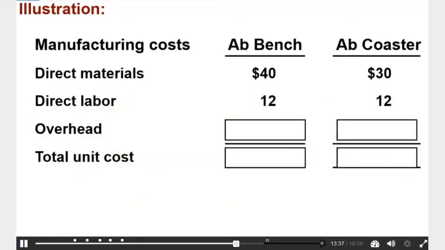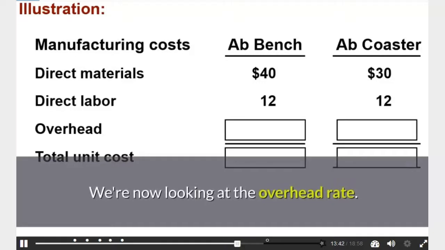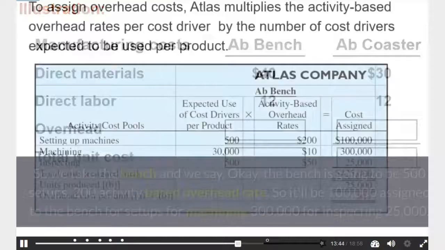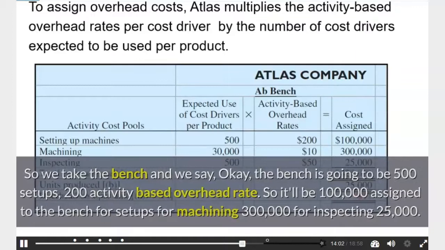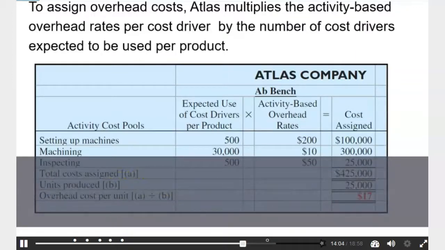We're now looking at the overhead rate. So we take the bench, and the bench is going to be 500 setups at 200, the activity-based overhead rate. So it'll be 100,000 assigned to the bench for setups. For machining, 300,000. For inspecting, 25,000. So in total, of that 900,000 overhead, 425,000 is related to the bench. And I produce 25,000 benches. So the overhead cost per bench is $17.